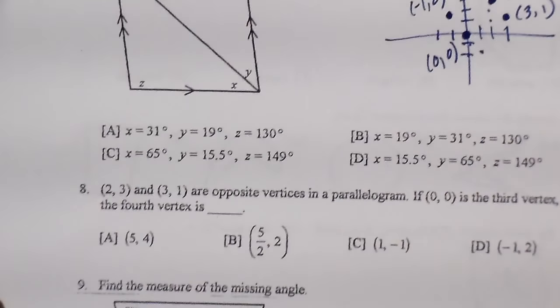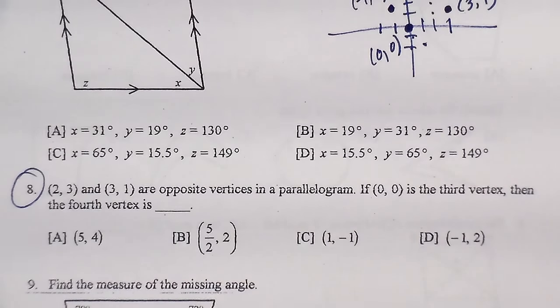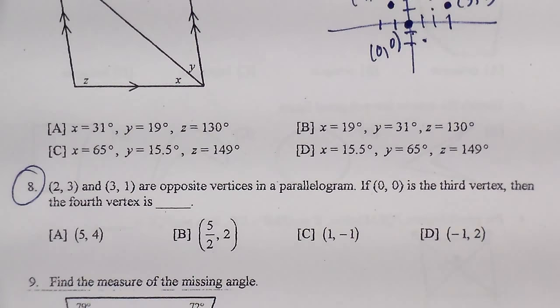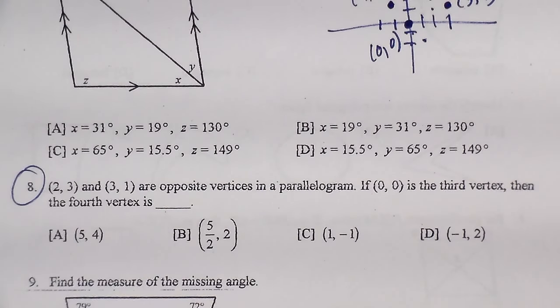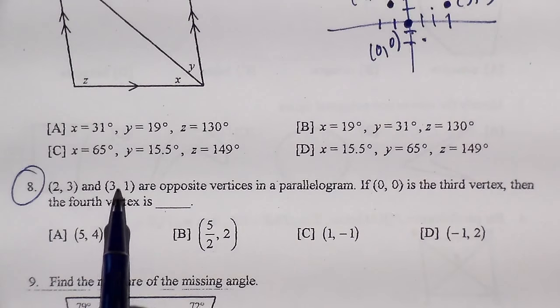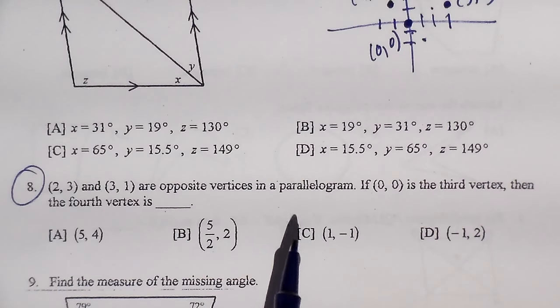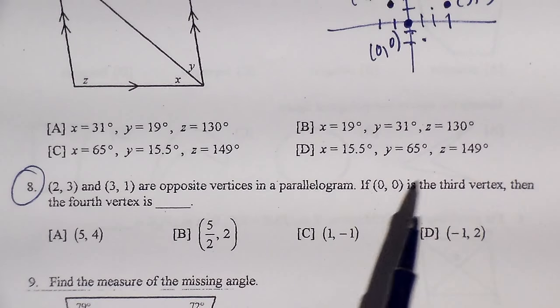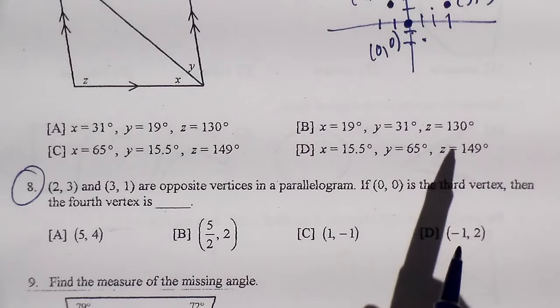So looking at this particular question, we're going to start with number 8. I know I had done that on a previous one and looked at the opposite part of it and not looked at the other side. So what I'm going to do is graph these 4 points. Number 8 says (2, 3) and (3, 1) are opposite vertices in a parallelogram. If (0, 0) is the third vertex, then the fourth vertex is what?